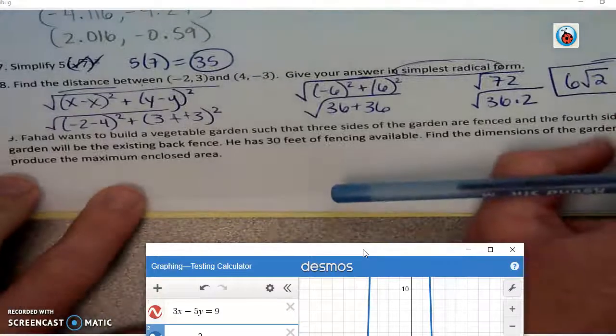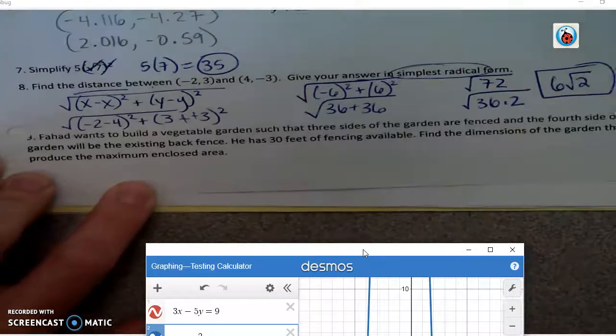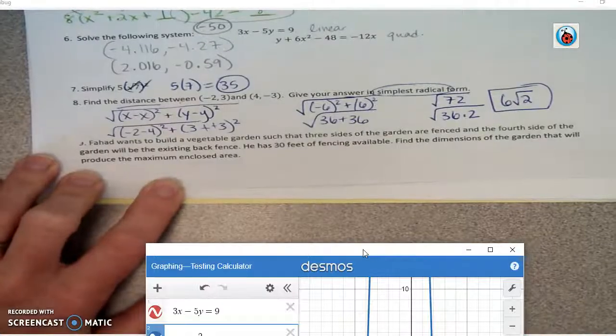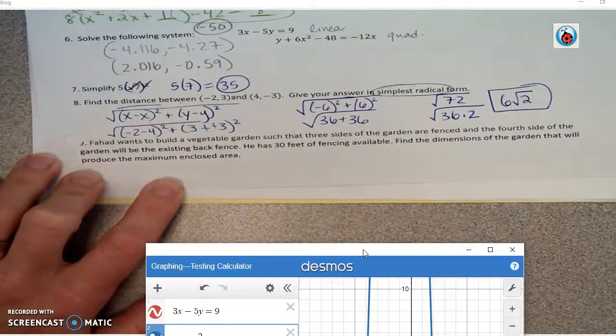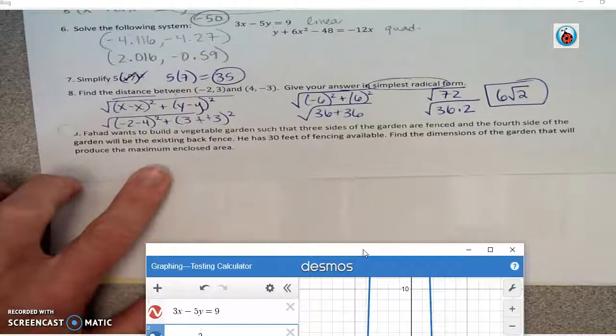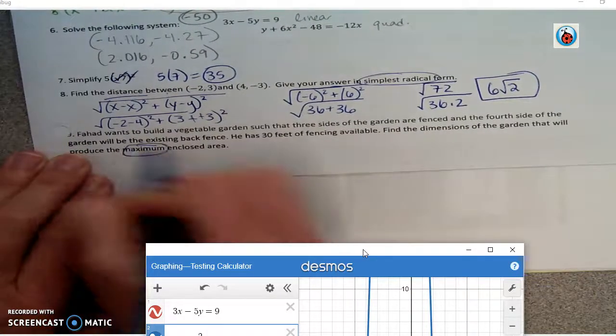Number 9, Fahad wants to build a vegetable garden such that the 3 sides of the garden are fenced, and the 4th side of the garden will be the existing back fence. He has 30 feet of fencing available. Find the dimensions of the garden that will produce the maximum enclosed area. So we're looking for the maximum area.